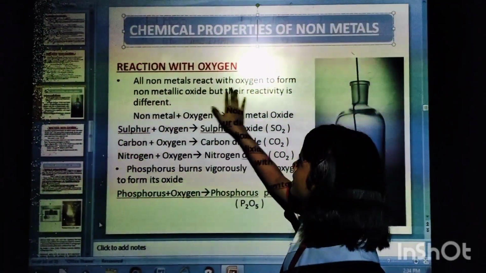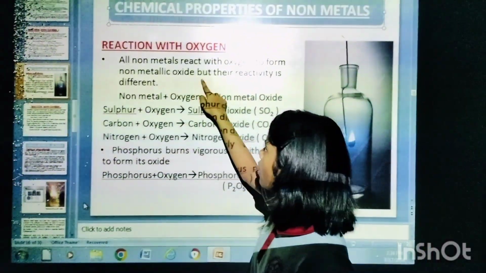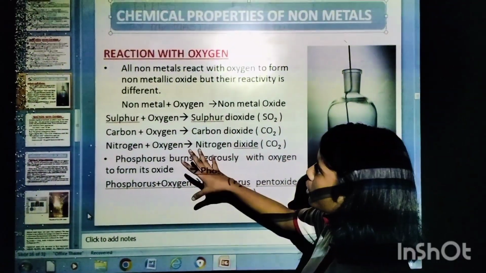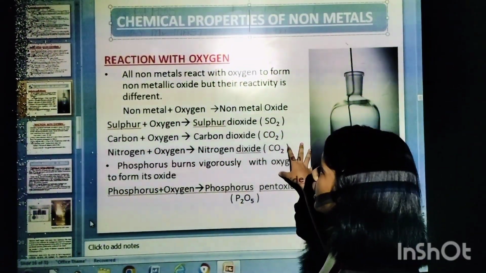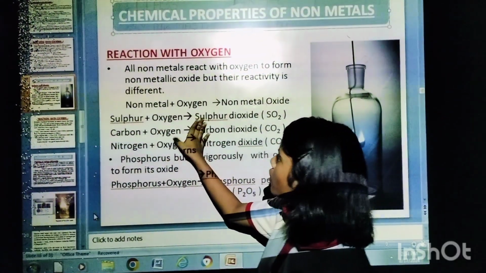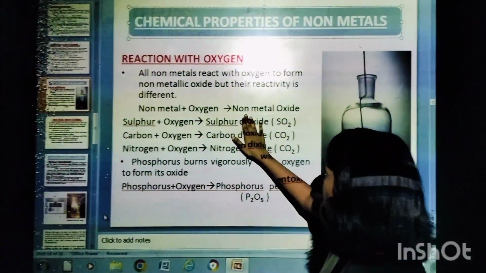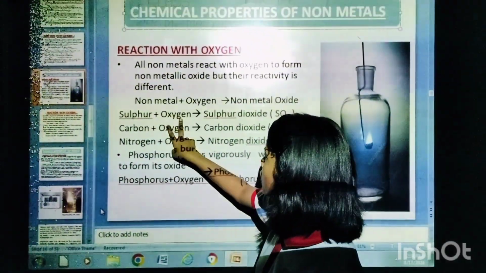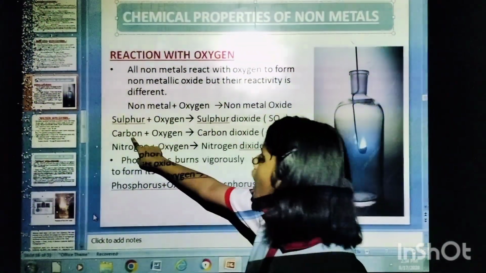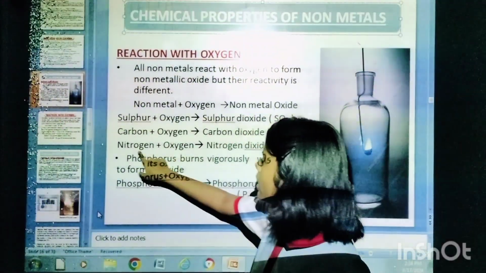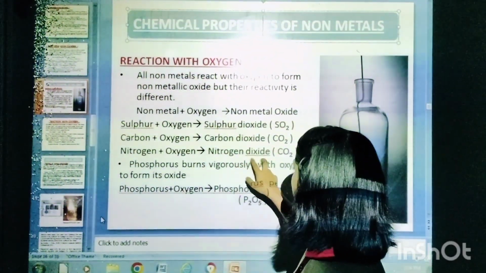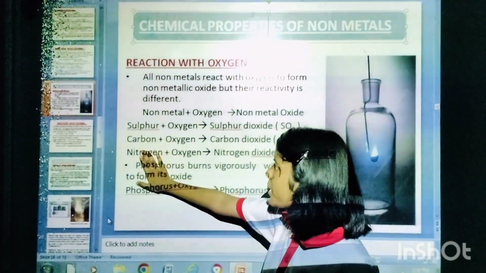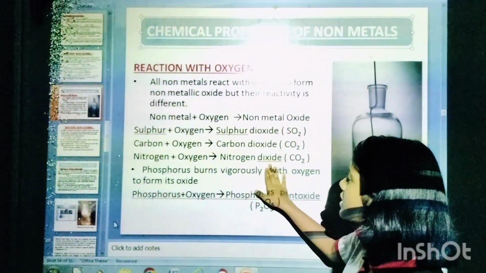All nonmetals react with oxygen to form non-metallic oxides, but their reactivity is different. Non-metal plus oxygen gives non-metal oxide. For example, sulfur plus oxygen gives sulfur dioxide, carbon plus oxygen gives carbon dioxide, nitrogen plus oxygen gives nitrogen dioxide. If we combine oxygen with non-metals, the reaction produces dioxides.